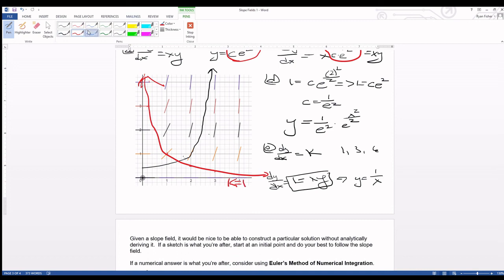I could do a similar isocline when k is 3. Same analysis tells me that I want 3 equals xy, or better yet, y equals 3 over x. This isocline is every point in the slope field whose slope is 3. And again, I know a few of those. There's one at (3, 1), and there's a bunch of others, but they form a hyperbola again that looks something like this.